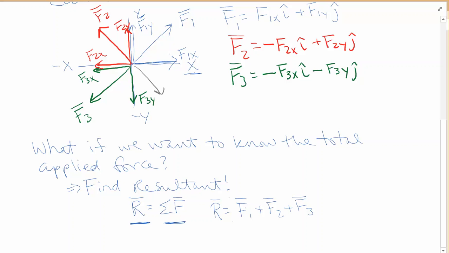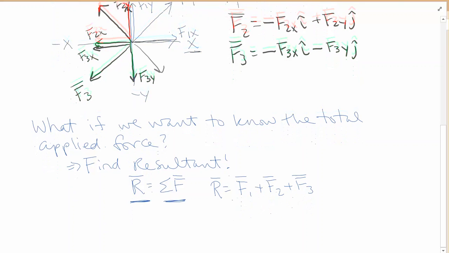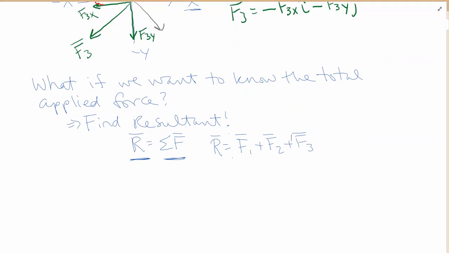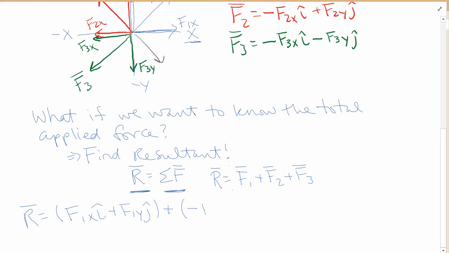So now let's take our equations from above and just substitute those in. And if we do that, we end up getting that the resultant is F1x i plus F1y j plus our F2 equation, which was negative F2x i plus F2y j, and then finally F3. So we have negative F3x i minus F3y j.